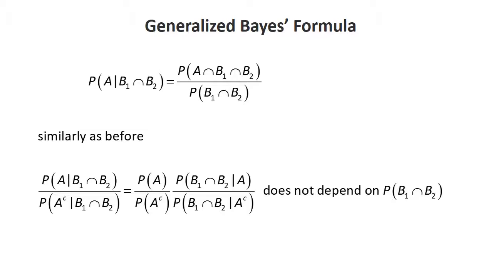Here we have just a generalization of Bayes' formula. It's basically extending the conditioning part. So instead of having one event, we now have two events or two variables, and we can write the joint probabilities as before. Similarly, if we do the ratio, that means we take the probability of A and its complement, then again we notice that this part is not a function of this probability, which again makes it easier, because we don't have to calculate or model that term or calculate some kind of total probability.